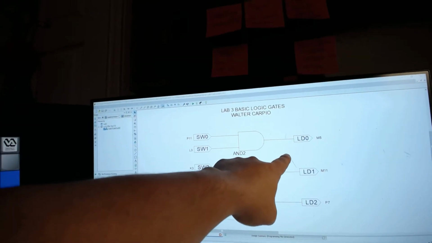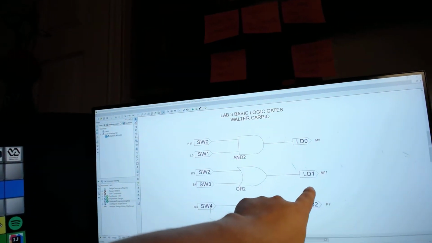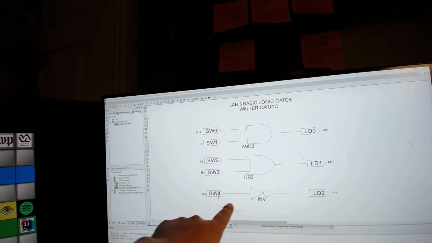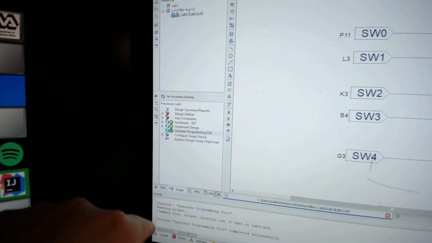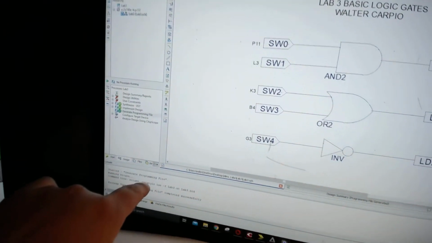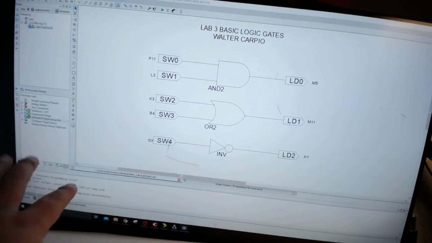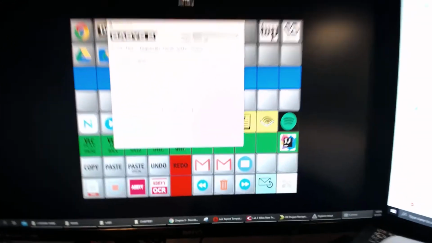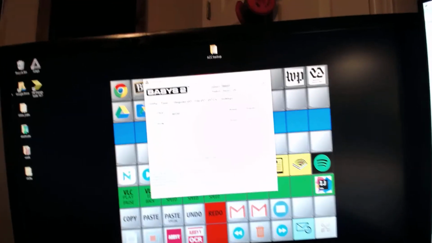LED 0 is for the AND gate. LED number 1 is for the OR gate. LED number 2 is for the inverter. I completed it. I have 3 checks on the schematic. One, that I compiled it. I grabbed the schematic that I built here, and I input it into the Diligent app, which grabbed the schematic and implemented it on the chip.